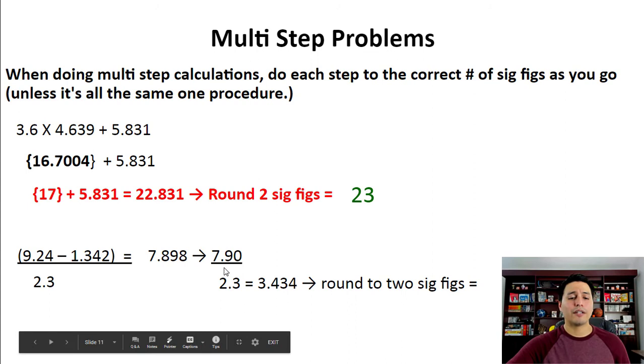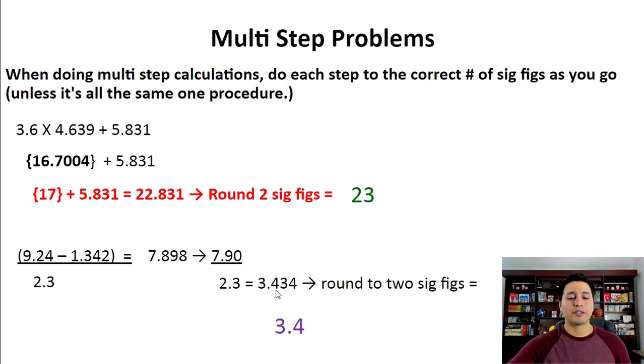So in this case, our final answer must only have two significant numbers. In this case, we get 3.434. We're going to stop on the 4. We're going to look to the right. And because it's less than 5, our final answer would just be 3.4.